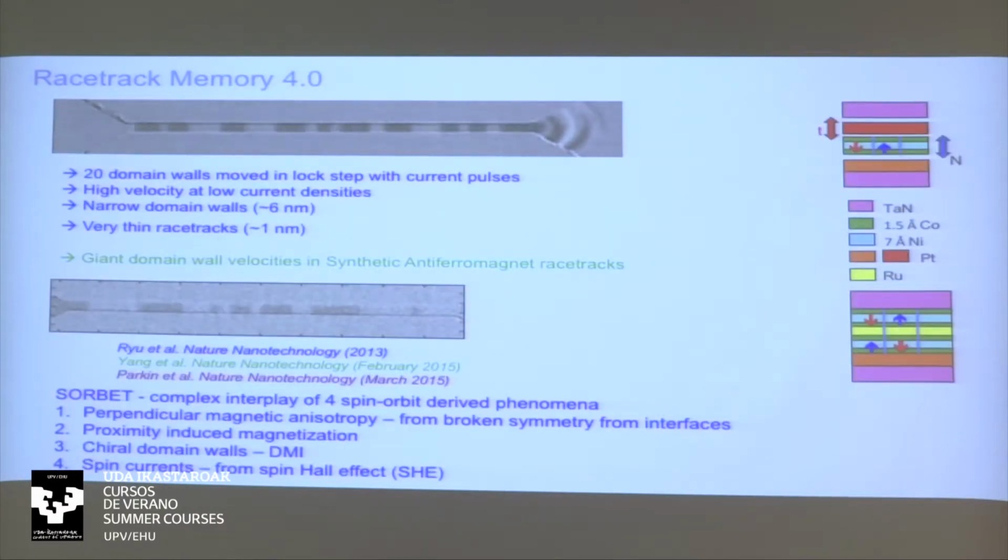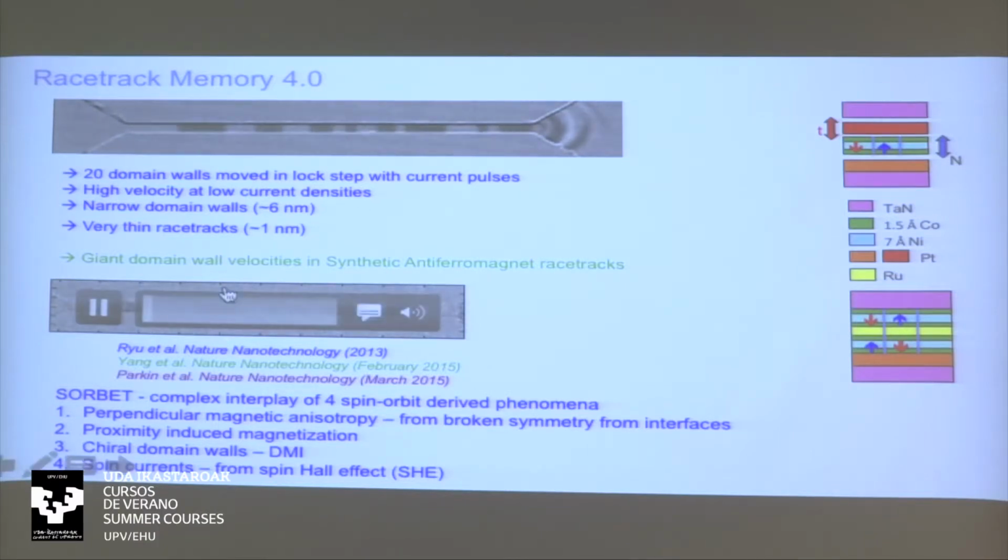So what I've tried to do then is go from a simple racetrack, this perpendicularly magnetized cobalt, nickel, cobalt. You see all these domain walls moving at the top and underneath. And down below, you see this synthetic antiferromagnetic racetrack. And really, this is a complex interplay of 4 spin-orbit-derived phenomena: the perpendicular magnetic anisotropy, proximity-induced magnetization in platinum, the Dzyaloshinskii-Moriya stabilized chiral domain walls, and the spin currents generated from spin Hall effect, all working together in these atomically engineered layers.